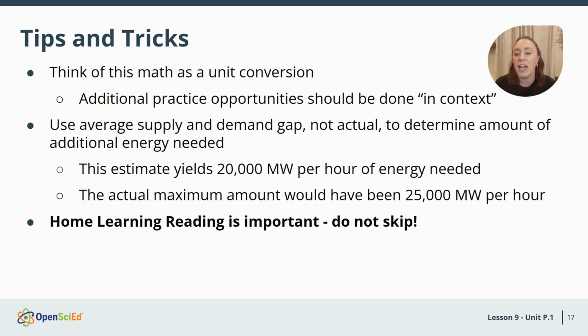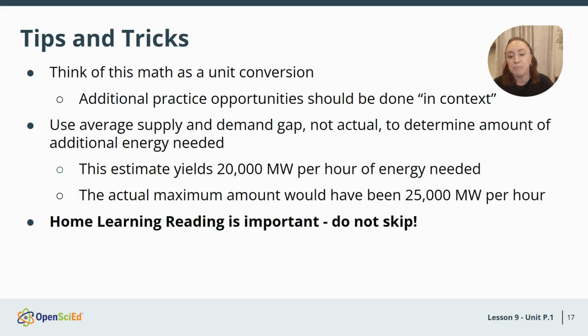And just to note that when we are trying to figure out the gap between energy supply and demand in all of Texas, we are using an average energy and supply demand gap rather than the actual. It's just something to note. Depending on the inquisitiveness of your students, they may note that as well. We're estimating it is 20,000 megawatts per hour of energy needed to bridge that gap, but the maximum amount actually needed would be closer to 25,000.